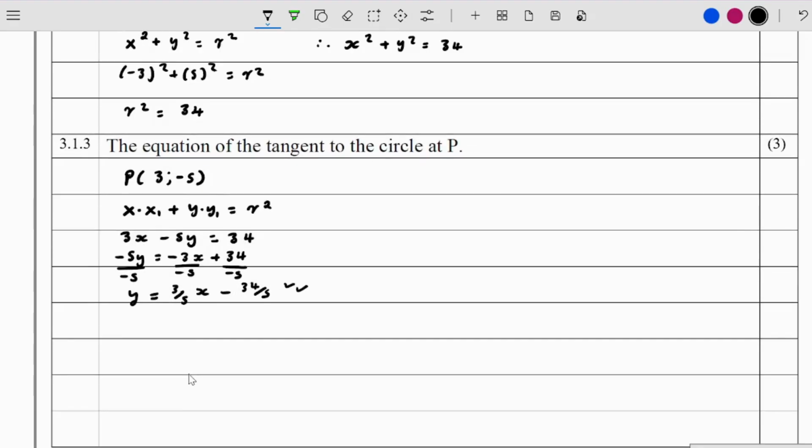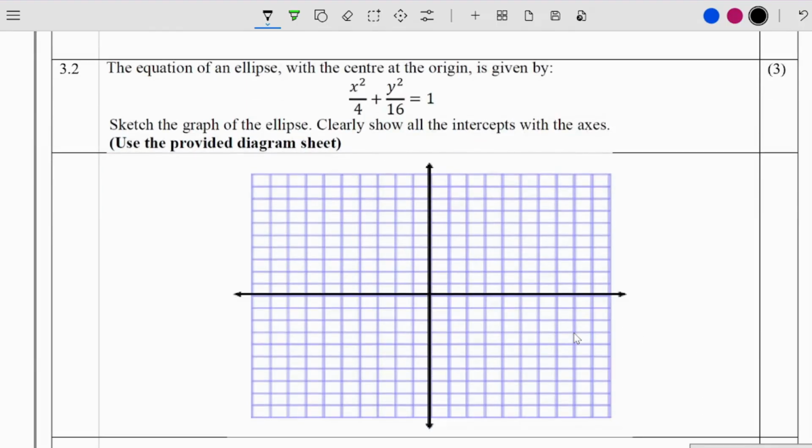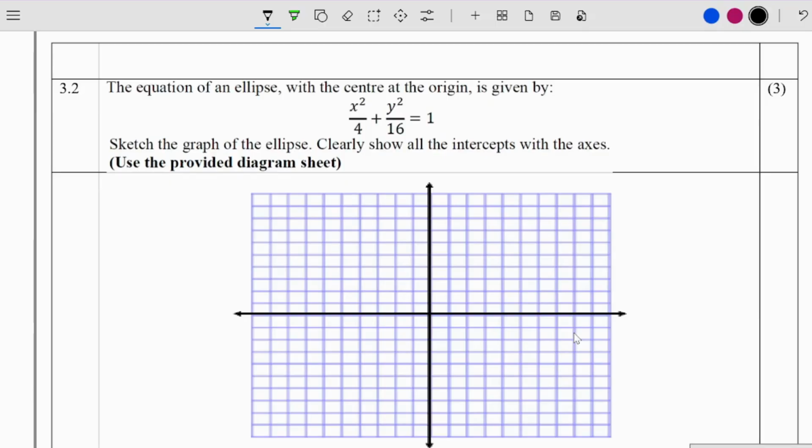Now, moving on to the next page. It says the equation of an ellipse is given by x squared divided by 4 plus y squared divided by 16 equals 1. Then they say sketch the graph. Before you can sketch the graph, make sure that you rewrite this formula in standard form.